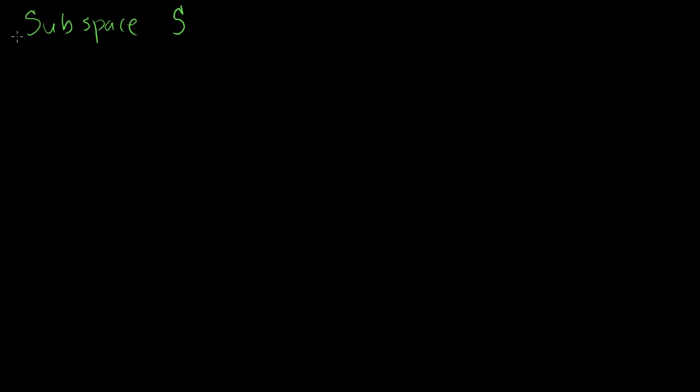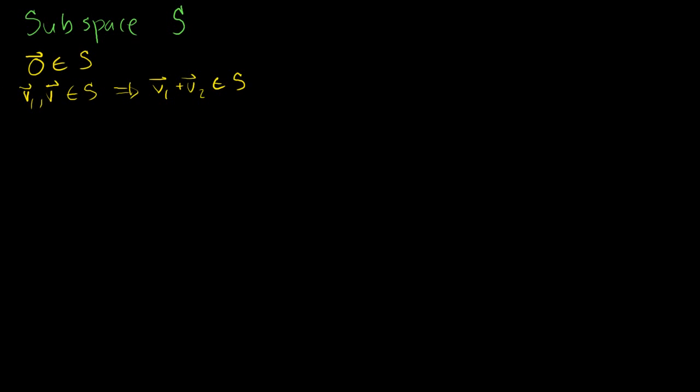This is a subspace if the following are true. And this is all a review. The 0 vector is a member of S, so it contains the 0 vector. If v1 and v2 are both members of my subspace, then v1 plus v2 is also a member of my subspace. So that's just saying that subspaces are closed under addition. You can add any two of their members, and you'll get another member of the subspace.